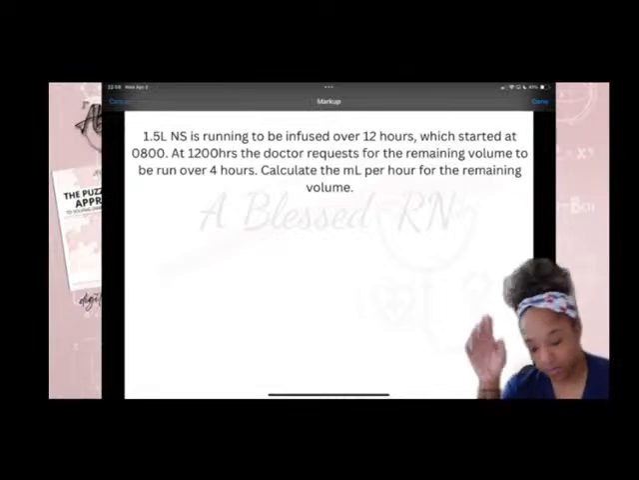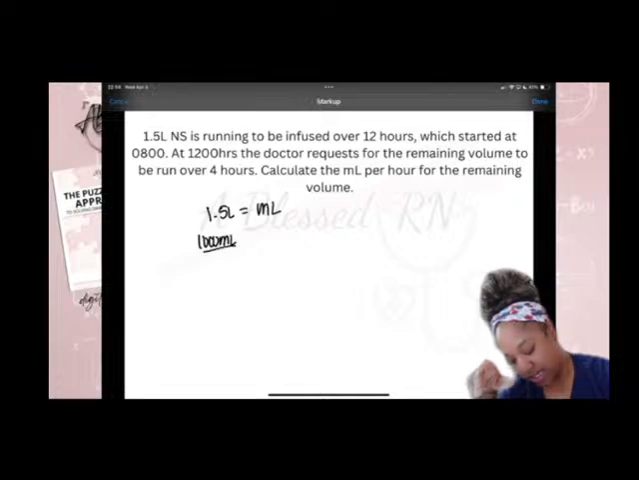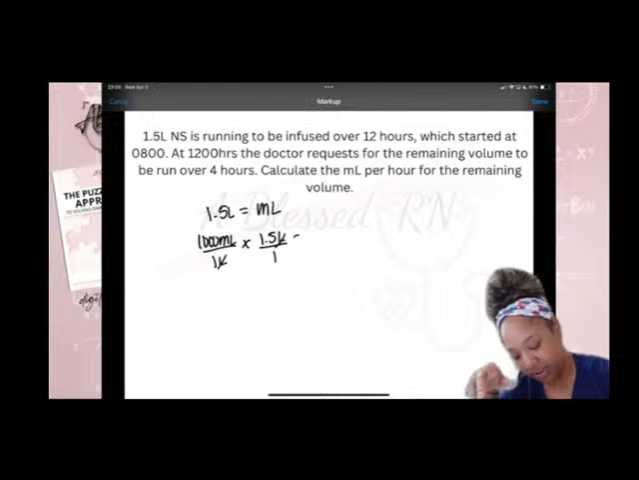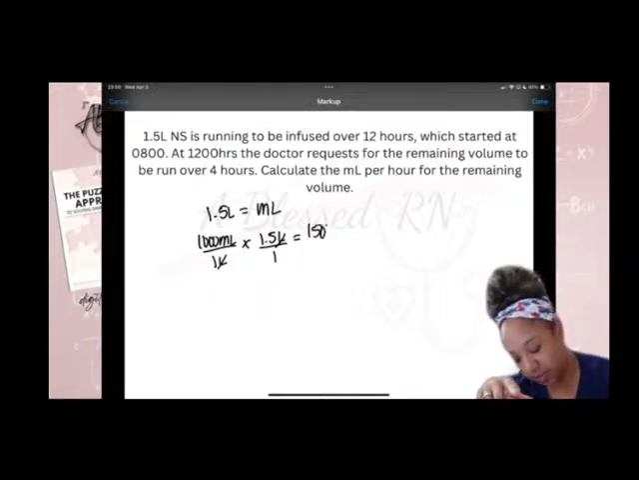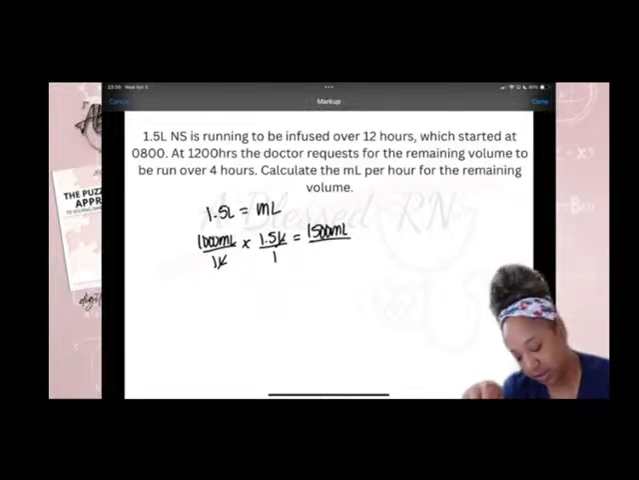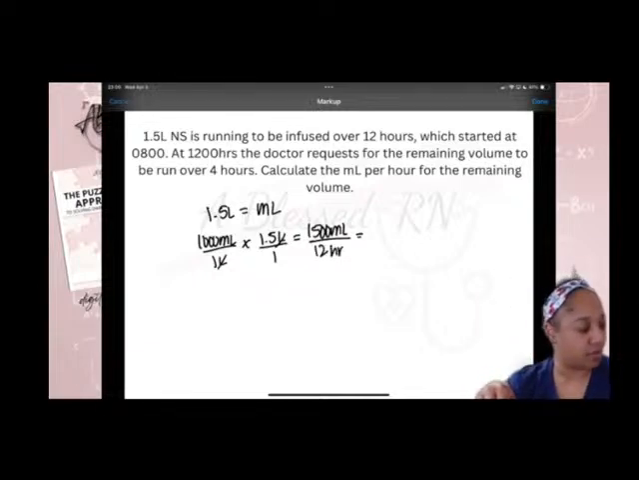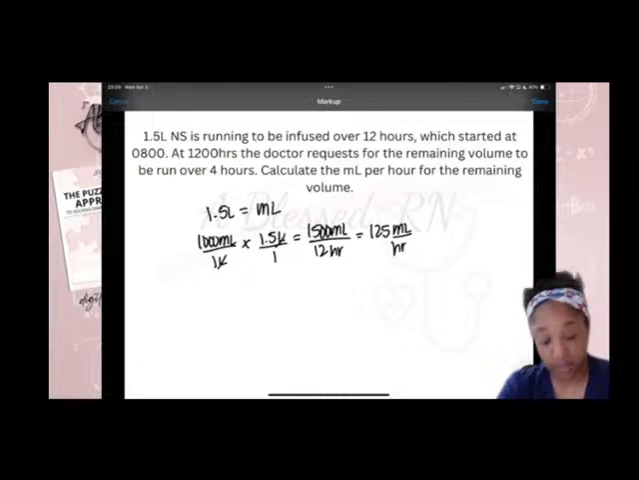So remember, we've got 1.5 liters. How many milliliters is that? A liter is 1,000 milliliters. I have 1.5 liters over 1, my liters cancel out. You can do your conversions with the puzzle pieces too. That's 1,500 milliliters, right? We're always going to need milliliters per hour for our pumps. So 1,500 milliliters is to go over 12 hours. 1,500 divided by 12 is 125 milliliters per hour. This is what would be set on the pump.